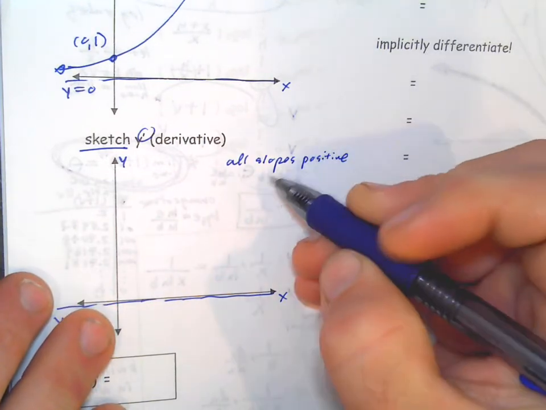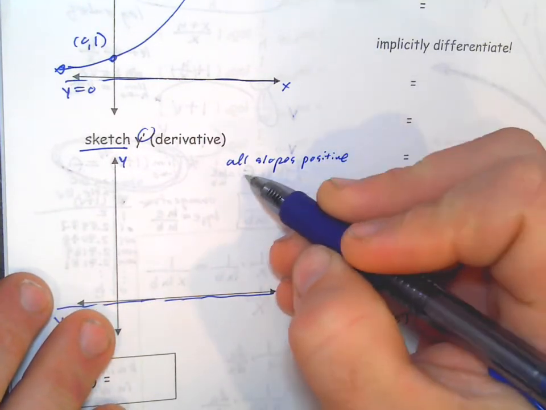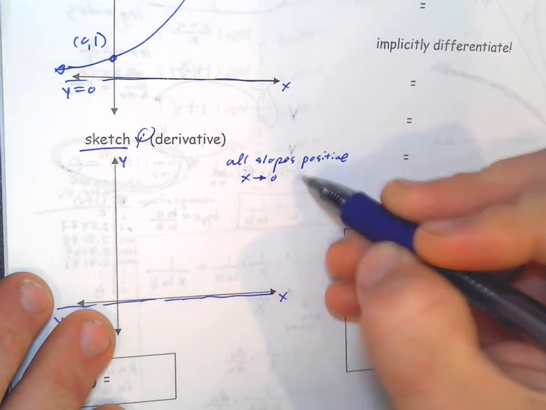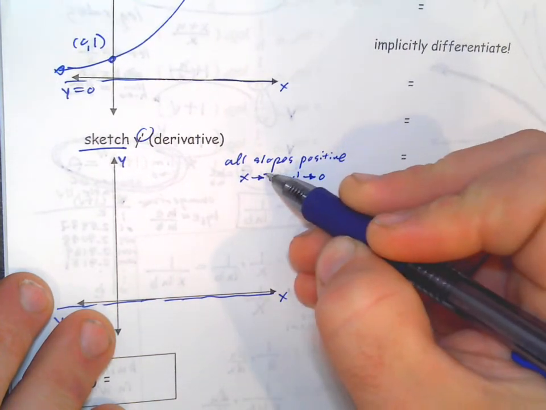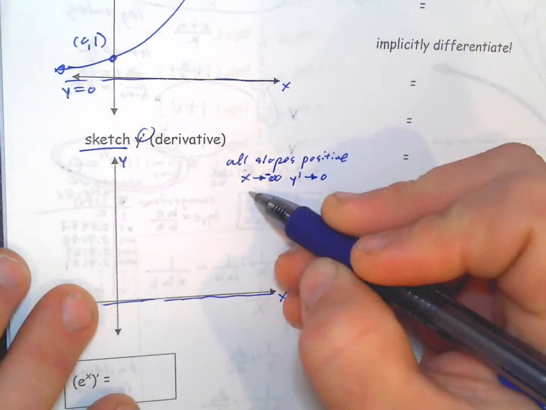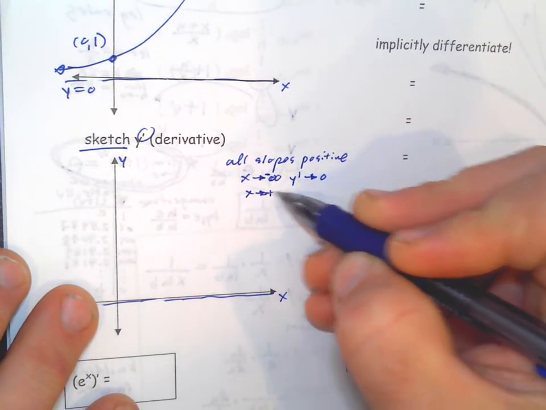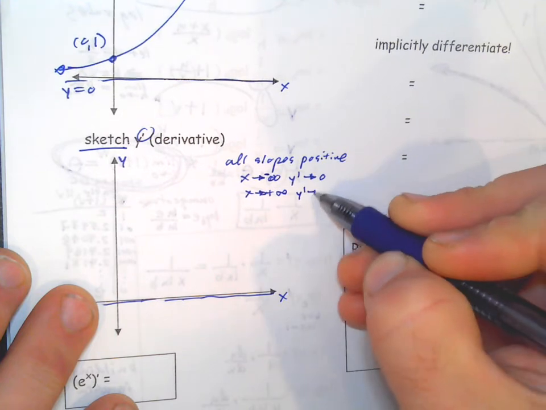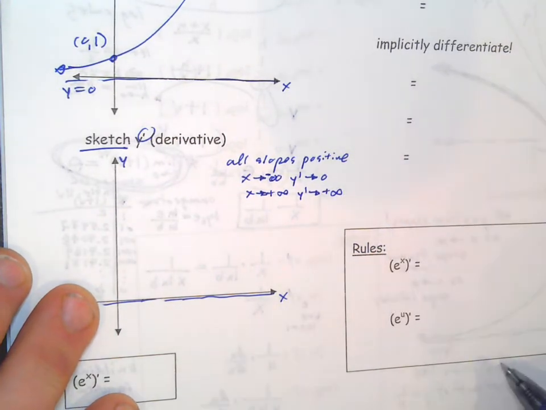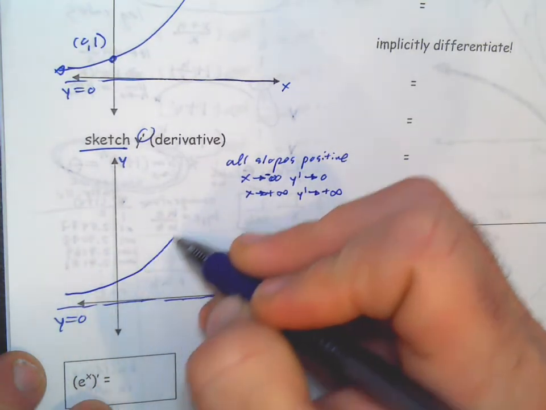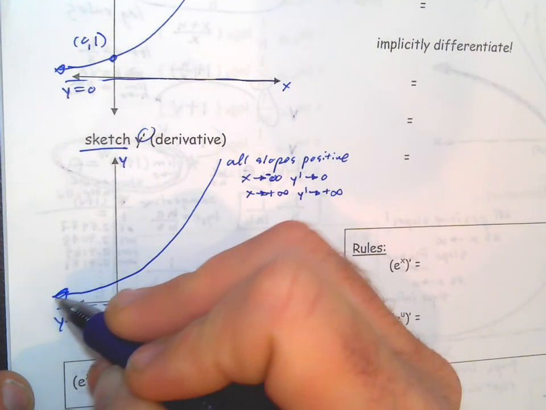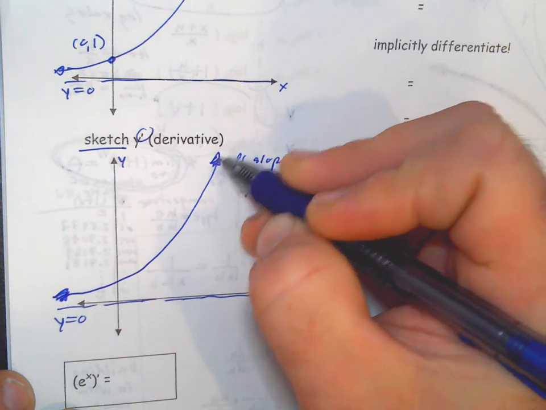As x goes to negative infinity, the slope goes to 0. As x goes to positive infinity, the slope goes to positive infinity. It just keeps blowing up, getting steeper and steeper. So it probably looks like this. It goes over here towards 0, and then it keeps getting bigger and bigger and bigger.